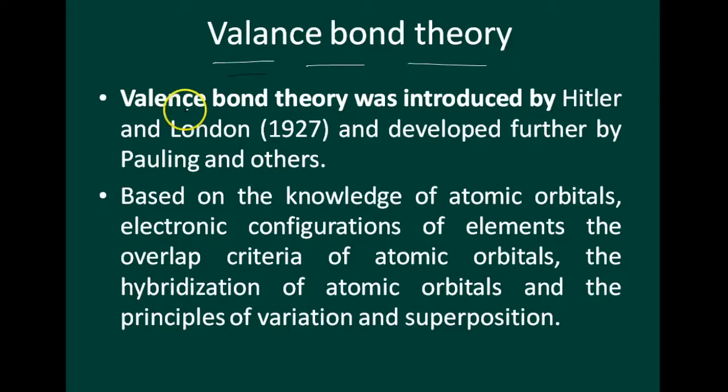Next is valence bond theory. Valence bond theory was introduced by Heitler and London and developed further by Pauling and others. Based on the knowledge of atomic orbitals, electronic configurations of elements, the overlap criteria of atomic orbitals, the hybridization of atomic orbitals, and the principle of variation and superposition, valence bond theory was introduced.